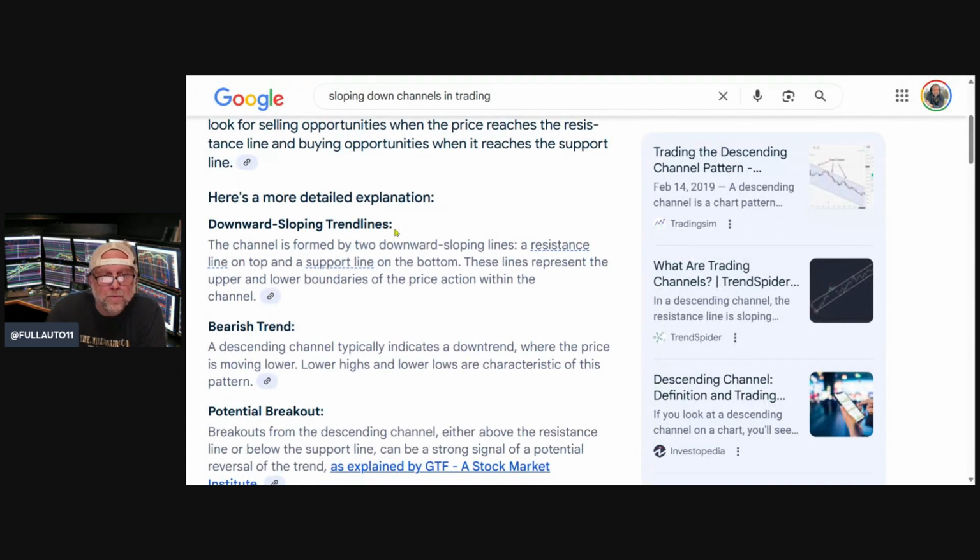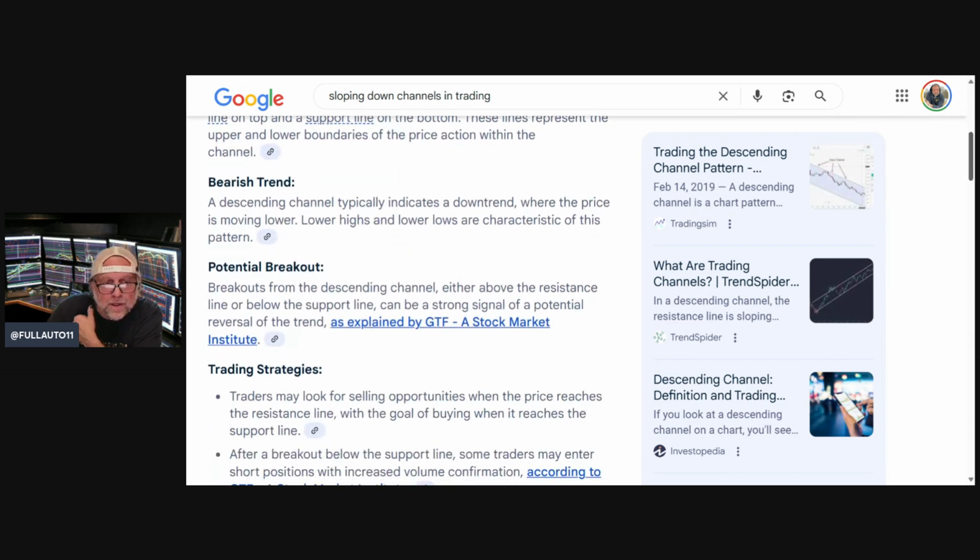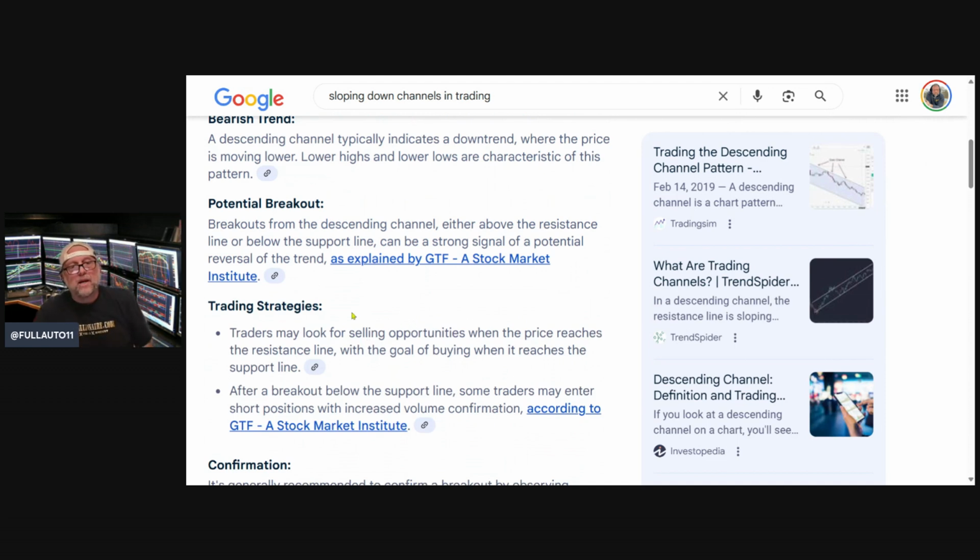They say the downward sloping trend lines. The channel is formed by two downward sloping lines, a resistance line on top and a support line on the bottom. These lines represent the upper and lower boundaries of price action within the channel. Obviously considered bearish, no shit. Breakouts from a descending channel, either above resistance or below the support line, can be a strong signal of potential reversal of trend. And that's kind of what we were looking for here.